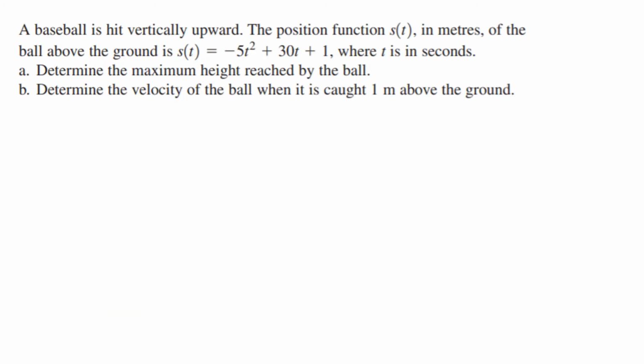So a baseball is hit vertically upward. The position function s(t) in meters of the ball above the ground is given by the function where t is in seconds. The first portion is saying determine the maximum height reached by the ball. So don't let it confuse you because it doesn't say velocity or acceleration.